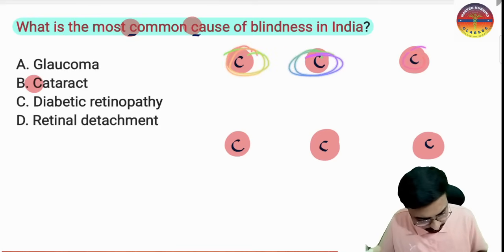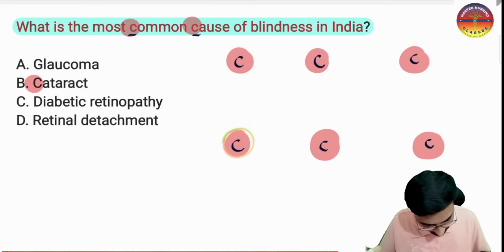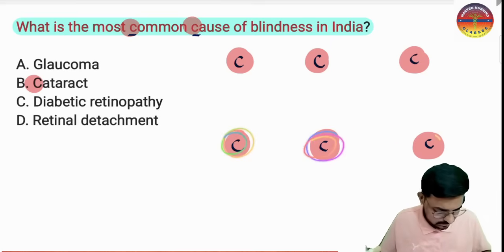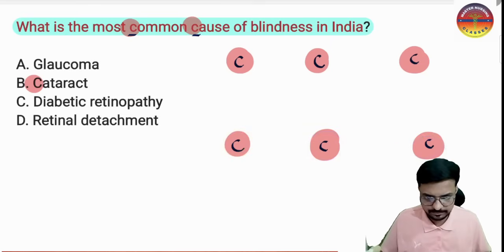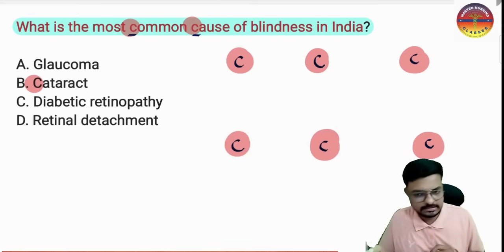The common cause of blindness is the cataract, and cone cells are responsible for central vision and color vision. Getting the point? I hope it is clear in one shot, right? But the question is different, like this.